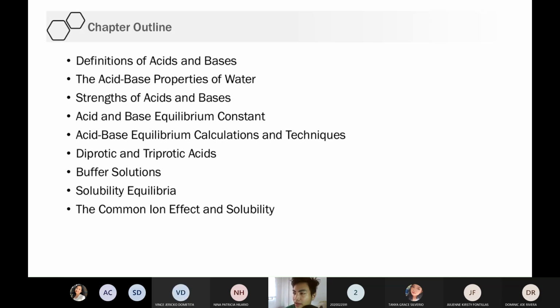And the relationship of Ka and Kb, when you multiply them, is equal to the ion product of water, Kw. Also, if you have a mixture of conjugate acid-base pairs, then you have a buffer solution, and they are governed by the Henderson-Hasselbalch equation. So, ngayon naman, punta na tayo sa last application of the equilibrium system.